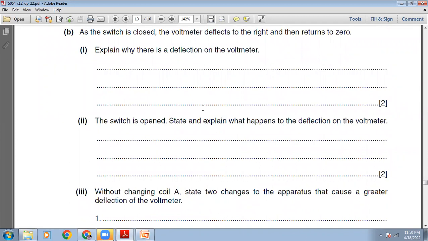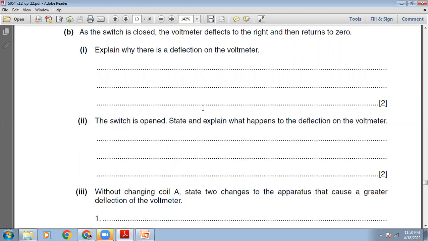When you close the switch, the deflection in the voltmeter was towards the right. When you open the switch, the deflection will be produced again in the voltmeter, but this time the direction of that deflection will be towards the left, and then it will become zero.